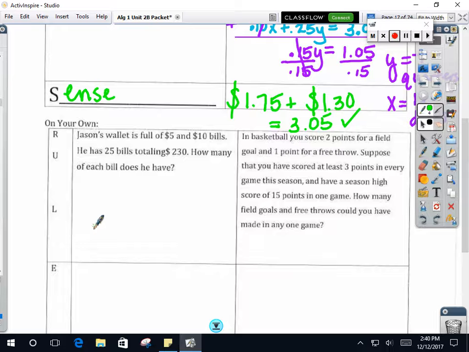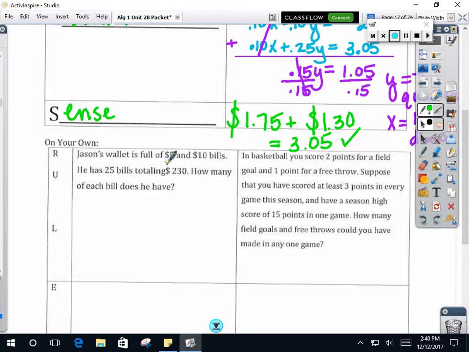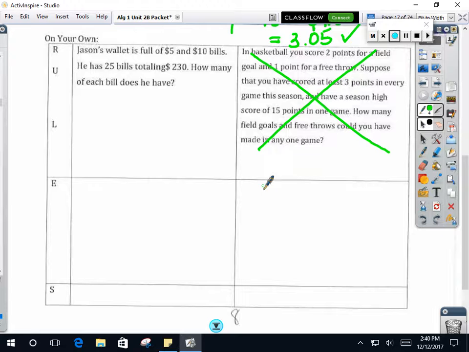Go back up. Okay, Jason's wallet is full of $5 and $10 bills. He has 25 bills totaling $230. How many of each bill does he have? Okay, listen, this is one question. This is a totally different question. We're not doing this one. So for that reason, if you need to, you can use this box for scratch work too for this problem, okay? We're going to be using all of that space since we're not doing that question.